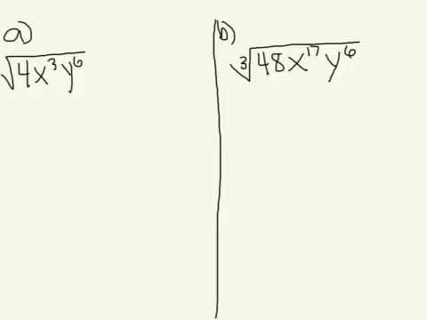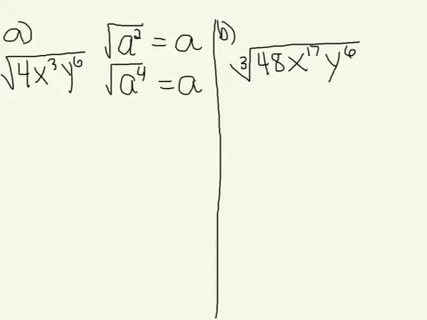We learned that if you took the square root of any base squared, and you assume that a is a non-negative number, then the square root of a squared is just a. And we can extend that to higher powers as well, as long as they're even. So for example, the square root of a to the fourth is a squared, because a squared times a squared equals a to the fourth.